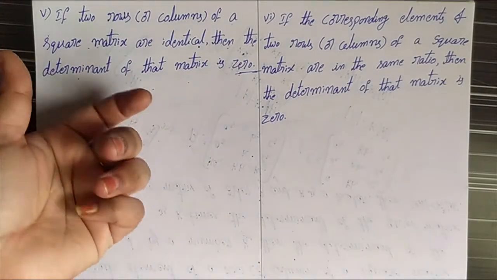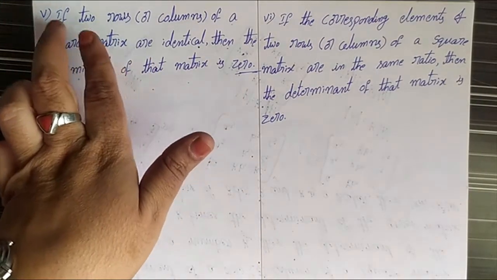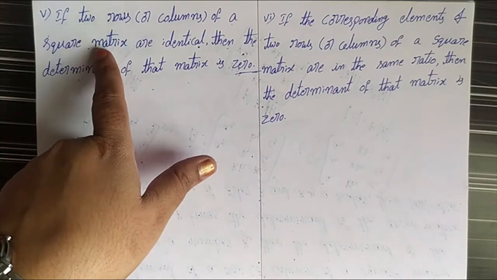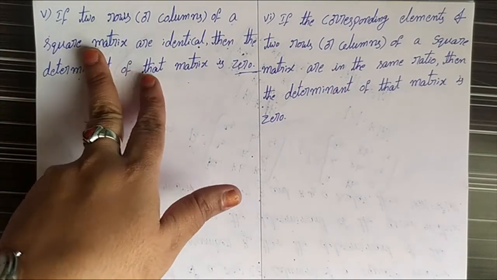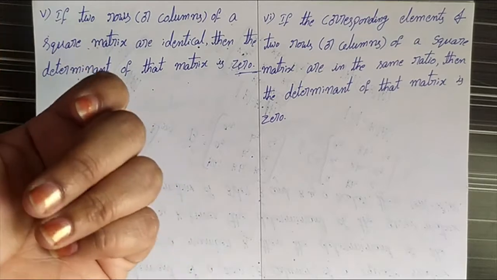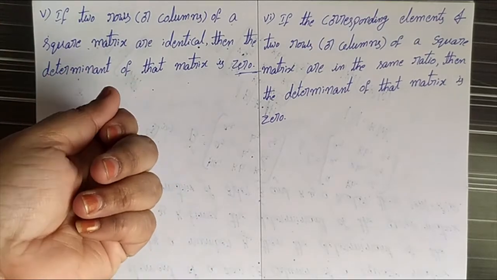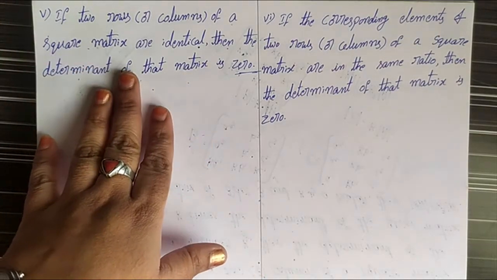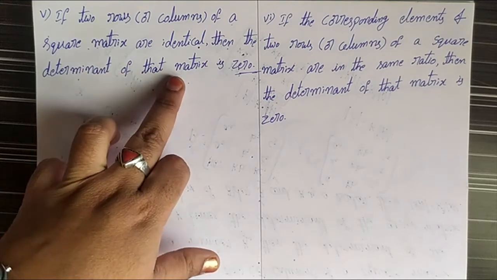That means if any two rows or any two columns of a square matrix are identical, meaning all elements are equal to each other, then that matrix determinant is 0.